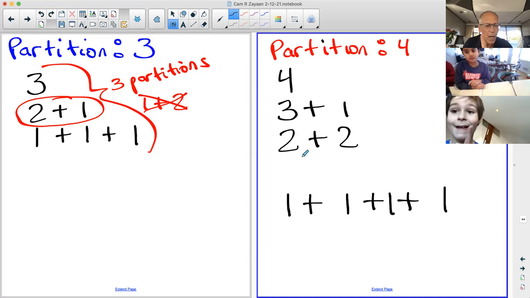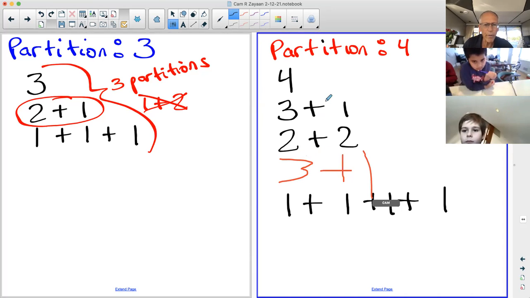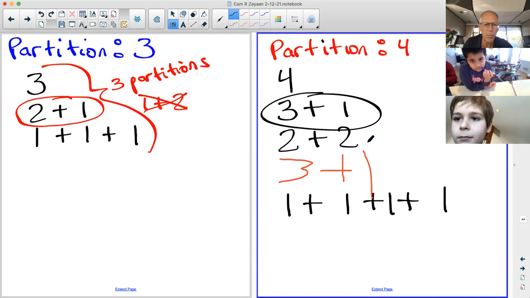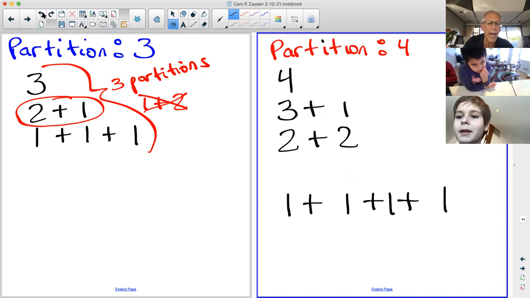Okay, hold on a second. Zayaan, Cam, I think I got it. Go ahead, Cam. No, we already have 3 plus 1. Zayaan, continue. Is it okay if we can do 1 times 4? No, because we're partitioning with addition. 1 times 4 is beautiful multiplication.